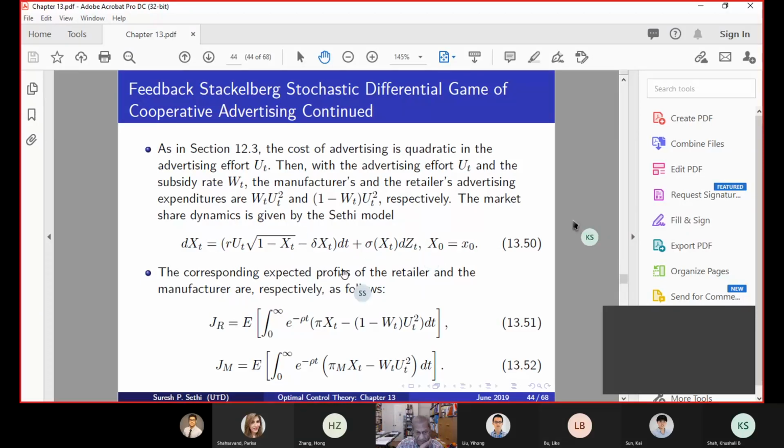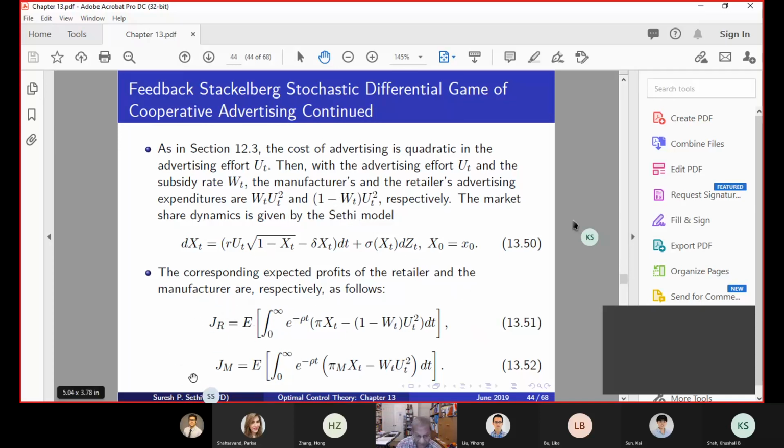But the objective function now is different because the dynamics is faced by both the manufacturer and the retailer. But the cost of advertising effort, which is UT square, UT is the effort, the cost is UT square, part of the cost is paid by the manufacturer. So you see the retailer's cost function, he makes this much revenue, but his cost of advertising is only 1 minus WT times this, because WT part is paid by the manufacturer. That part is paid by the manufacturer. So his cost is this much. So that's the retailer's objective function.